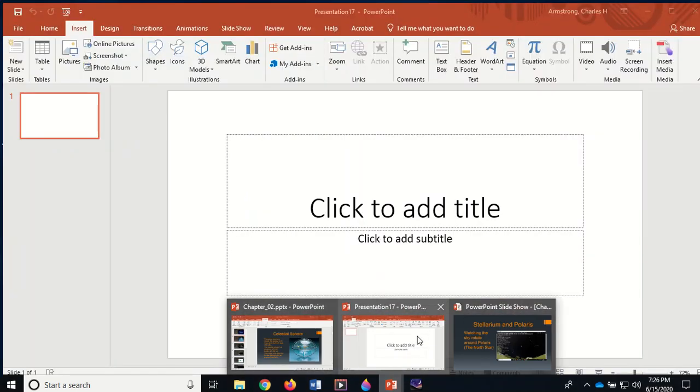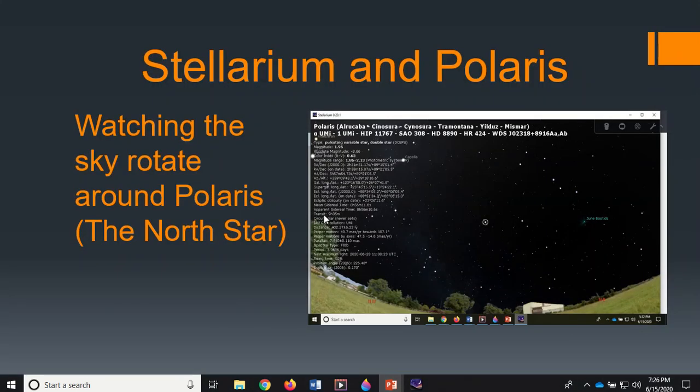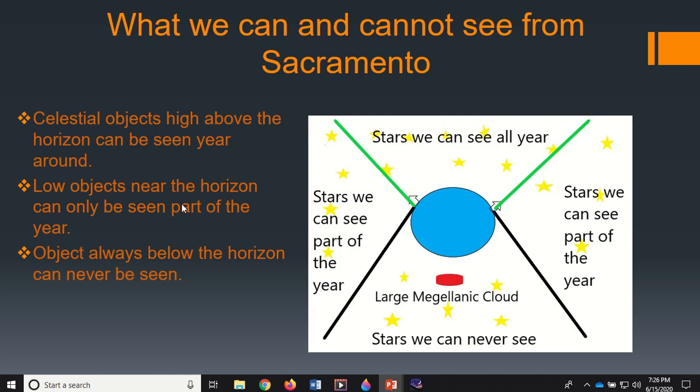So we went ahead and did our Stellarium and Polaris, watching the sky rotate around Polaris, the North Star. Now, some stars we can see some of the time, and other times we can't see them. Polaris is up here. There's the Earth. This would be the North Pole. I had to make this myself. I couldn't find a picture I liked. So Polaris is up here. We're spinning. These stars we can see year round. When it comes night, we see these stars. The Big Dipper's up there. Ursa Major, the Big Dipper. The Big Dipper is part of Ursa Major, the Big Bear.